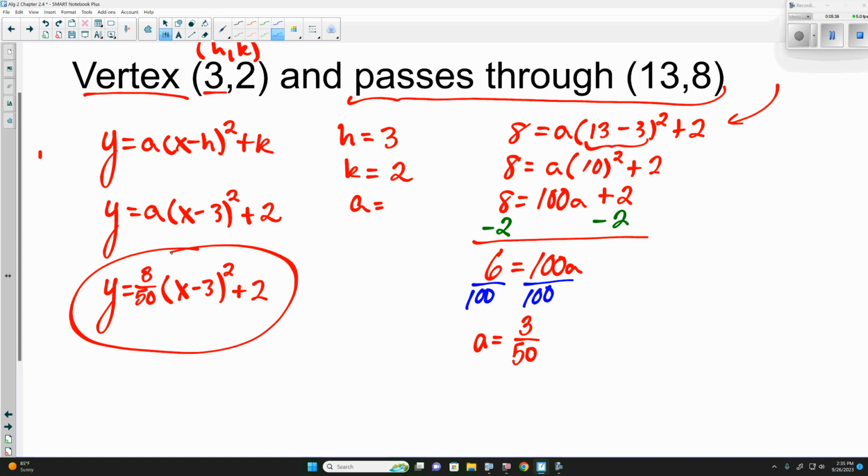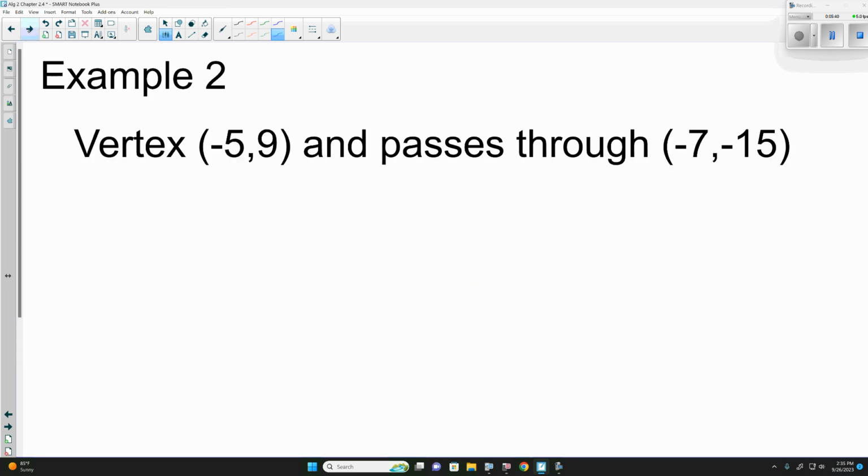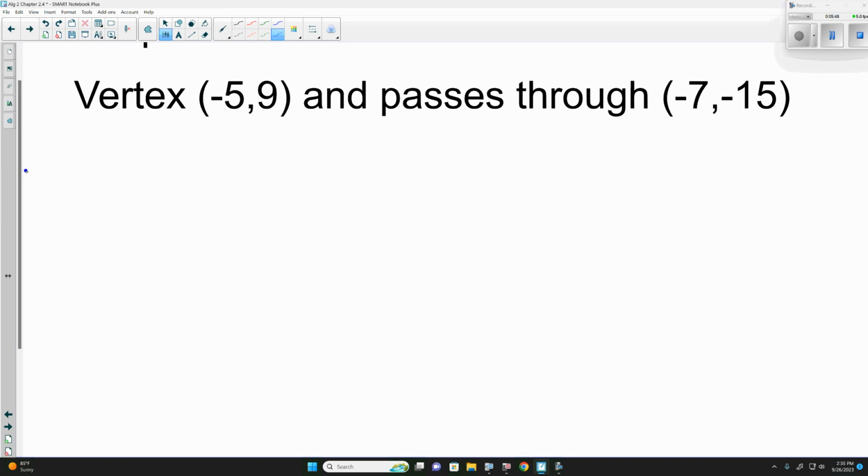We ready for the next one? Let's see what they gave us. They told us the vertex is the point negative 5, 9, and it passes through the point negative 7, negative 15.